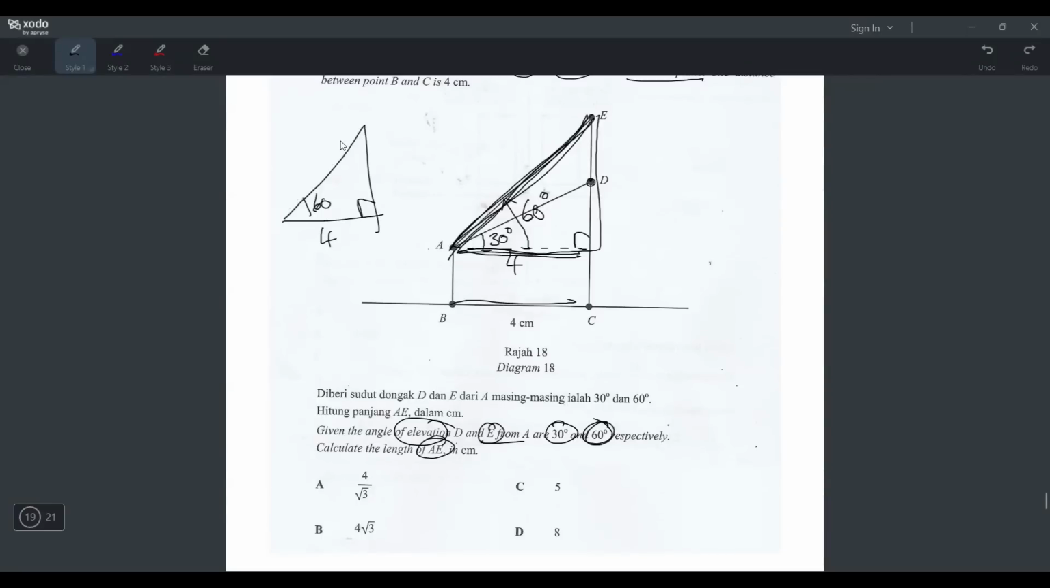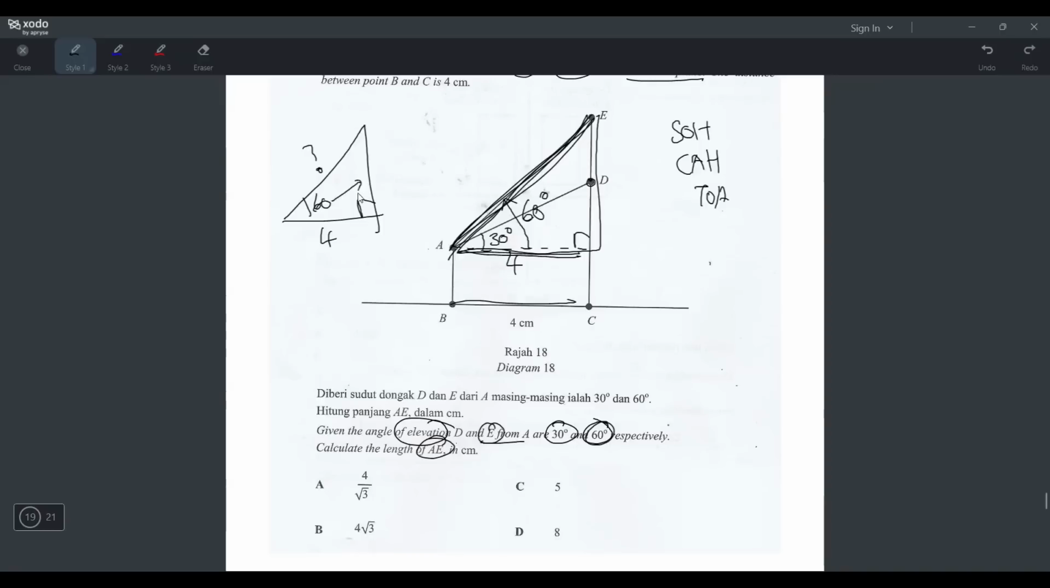Okay, how can I find this? Okay, don't tell me you use Pythagoras theorem, cannot. If you want to use Pythagoras theorem, you need to have two sides. Then only you can find the remaining side. So this one cannot use Pythagoras theorem, but you can use trigonometry SOH CAH TOA. Why? Because you have one angle and one side, and you are finding the other side. This is the side you are finding, right? So yeah, you can use trigonometry.